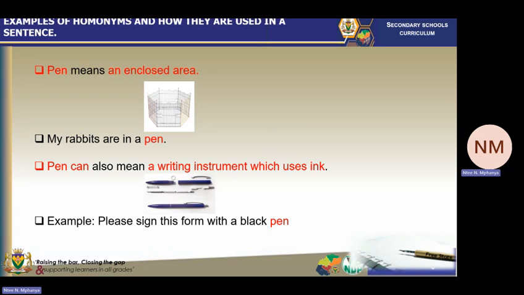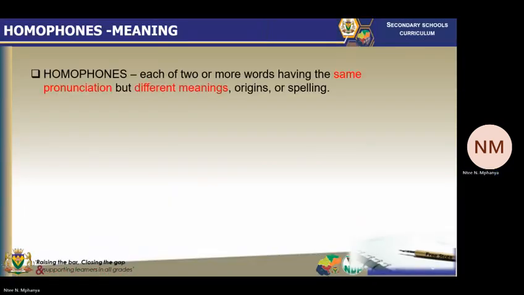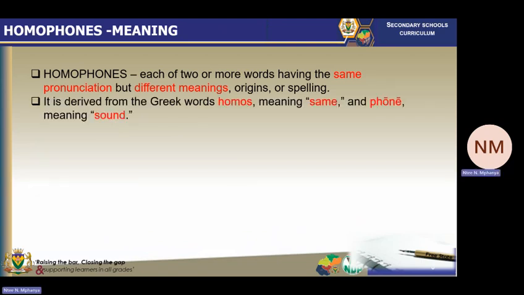Let's go to the homophones. What are they? Homophones are each of two or more words having the same pronunciation or sound, but with different meanings, origins, or spelling. It is also derived from the Greek words homos, meaning same, and phone, meaning sound.